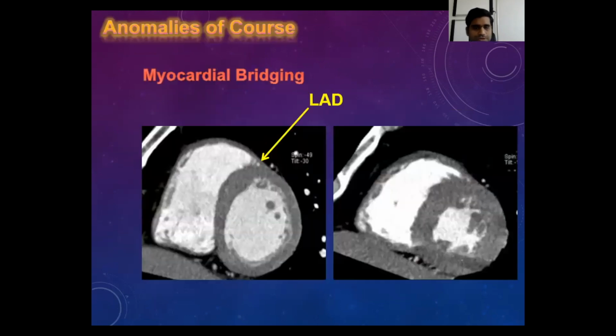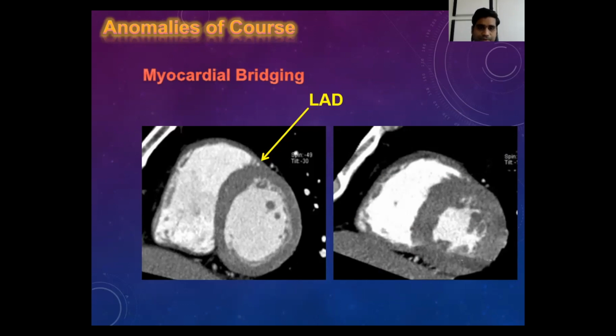Next, anomalies of course. In this, we have myocardial bridging. Myocardial bridging is nothing but a portion of myocardium covering the LAD. The common vessel involved is the LAD, and usually the mid segment is involved. If myocardial bridging is there, we have to see whether it is superficial or deep, whether it is short segment or long segment, and whether it is associated with luminal narrowing. If there is superficial bridging or a short segment, then it is considered a benign anomaly.